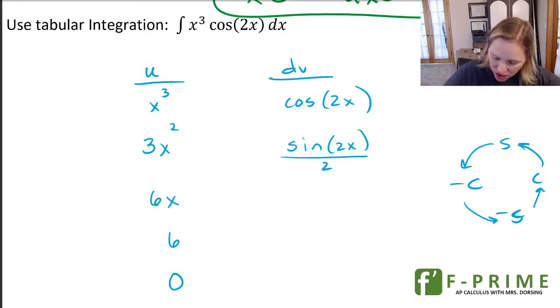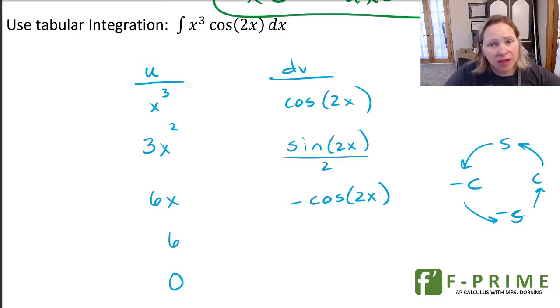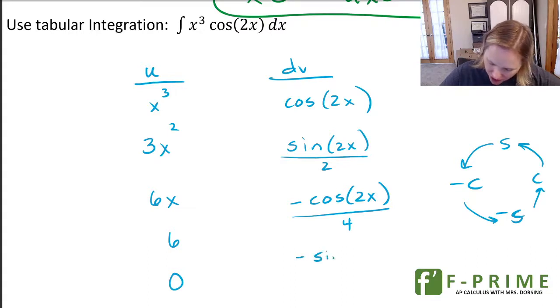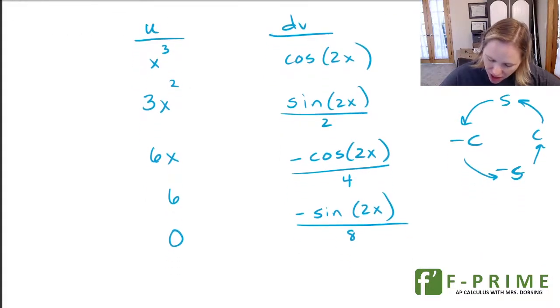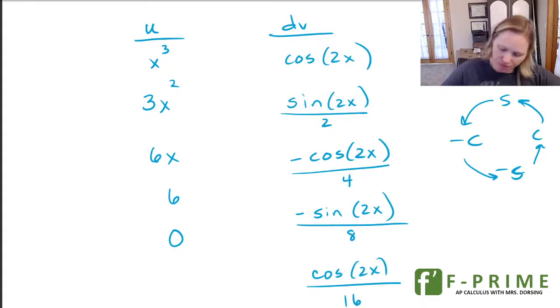So then the antiderivative of sine is negative cosine. And it's over 2, but then it's over 2 again. So it's going to ultimately be over 4. And now I'm going to keep on going. I'm going to have negative sine 2x. And each time that denominator gets multiplied by another 2. And then I have to go one more time. Cosine 2x. And this time I'm over 16.